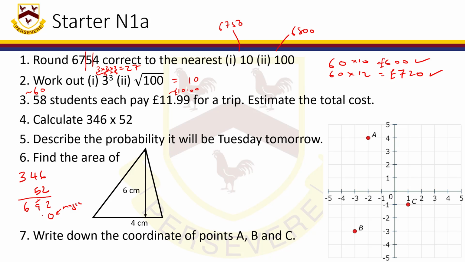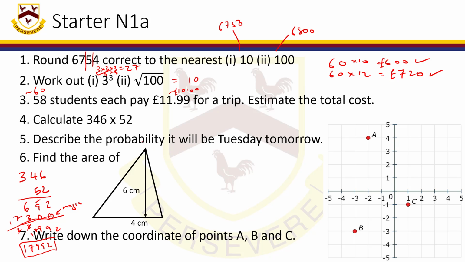So 5 times 6 is 30, 0, carry the 3. Let's draw a line here. 5 times 4 is 20 plus the 3, so it's 23. 3 carry the 2, don't forget to cross the 3 off. And then 5 times 3 is 15 plus the 2, so 17. So when we add them together, we should have 17,992, which is hopefully what you've got down there.